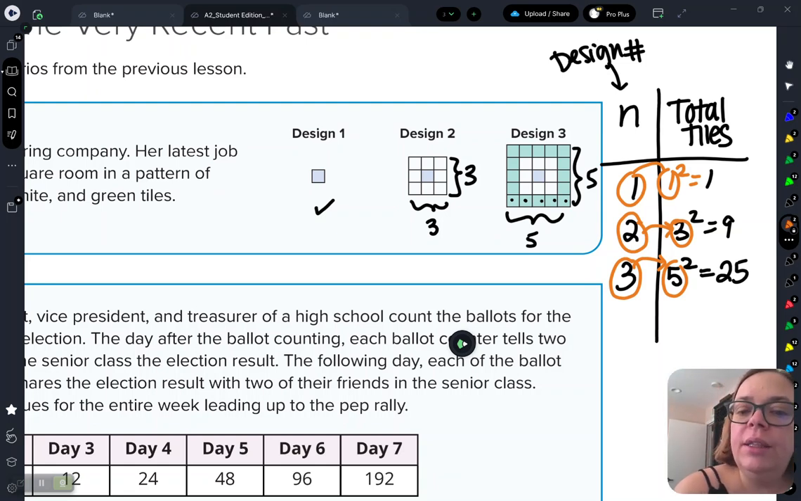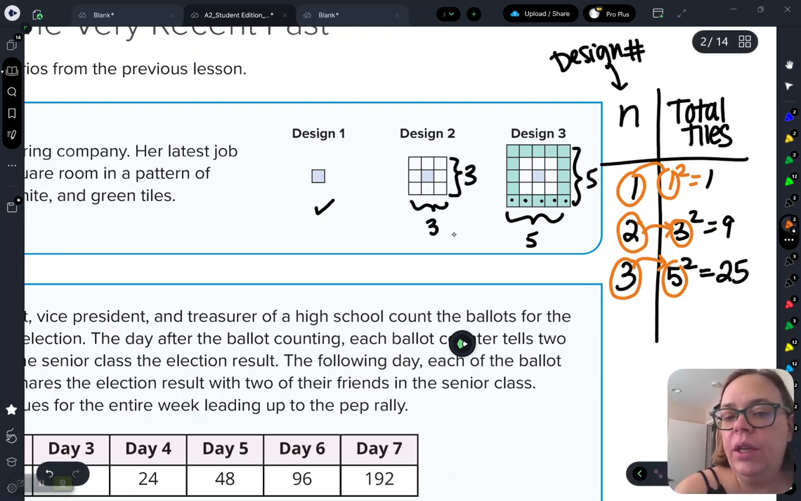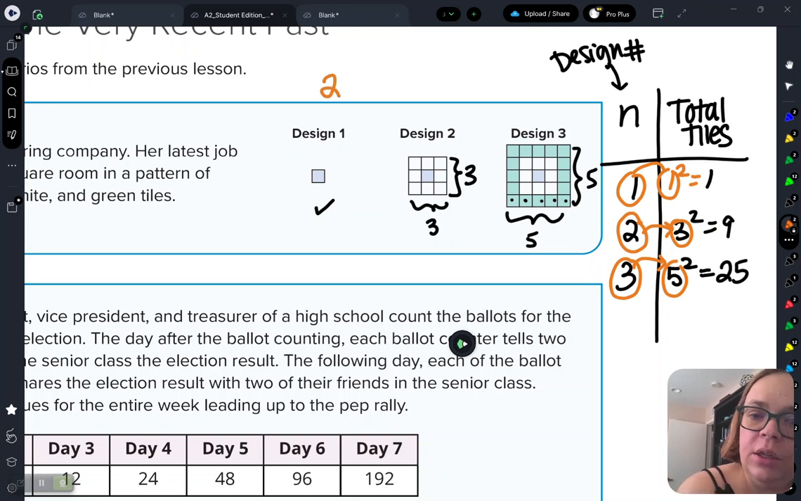And we can see that we can take 2 times the design number. So like 1 times 2, 2 times 2, 3 times 2. If you double the design number, that gives you 1 more than the actual edge. So let's just subtract 1.